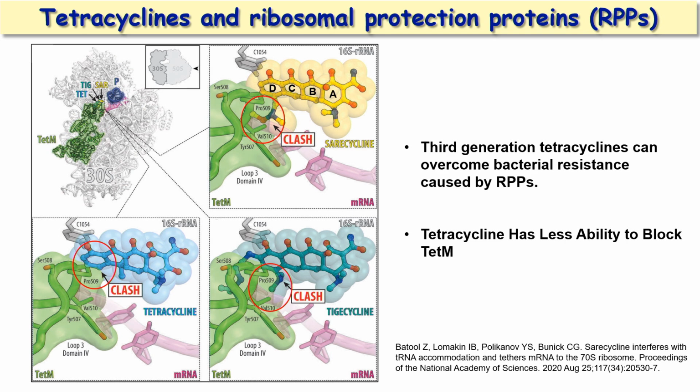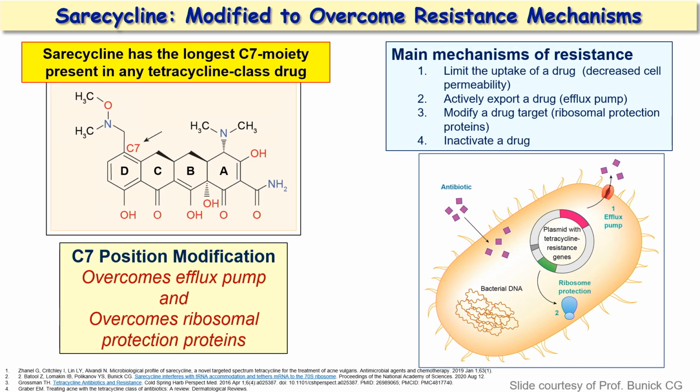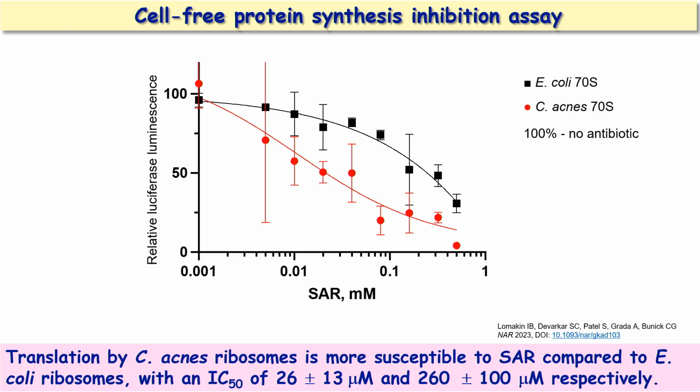Overall, this C7 position modification results, as I mentioned, in overcoming ribosomal protection proteins and also efflux pumps, but some mechanisms of resistance still exist, like permeability for the drugs, inactivating of the drugs, and also mutation in the DNA to change the target. Sarecycline is also more active on C. acnes protein synthesis, which is why it's a narrow-spectrum antibiotic.